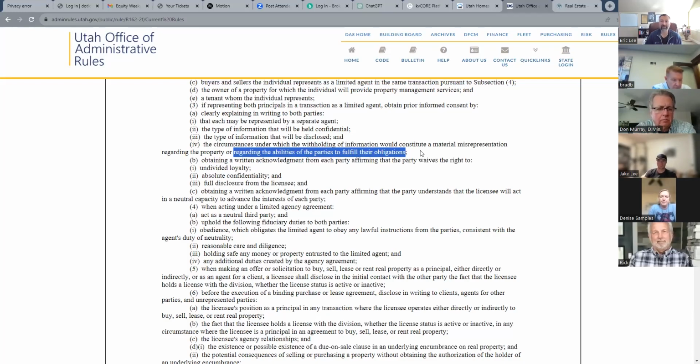And that material does carry over to buyers as well, because a buyer's ability to perform is a material fact that is defined here as Utah law that needs to be disclosed. Okay. And then obviously we can't provide undivided loyalty, absolute confidentiality, because there's certain things we can't say. So let's say that you are representing both parties and the buyer says, well, what do you think? We like the house. What should we offer on it? What's your answer?